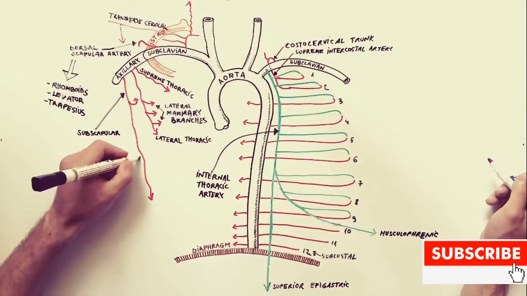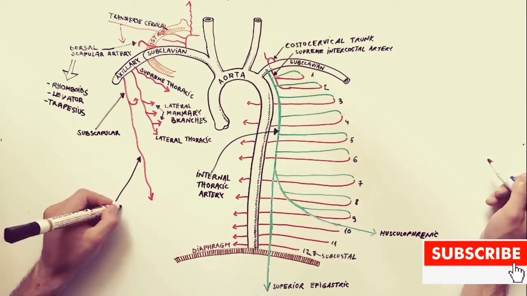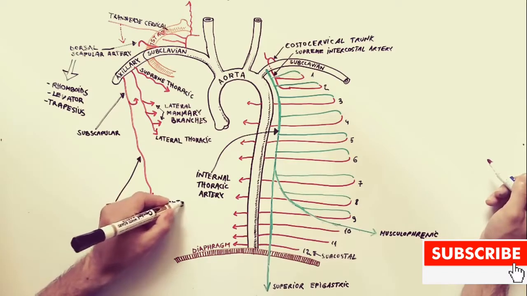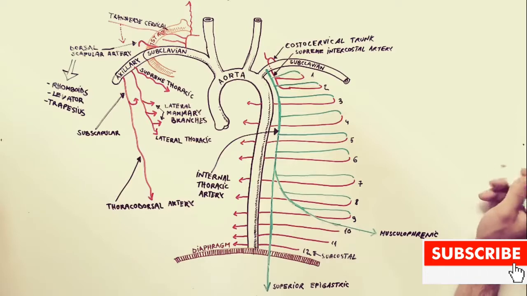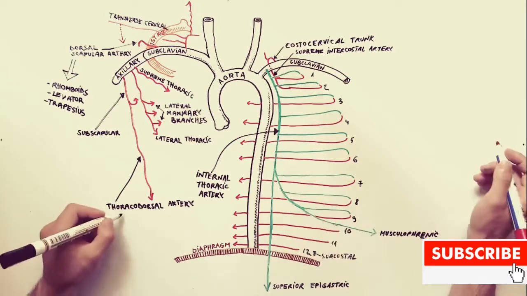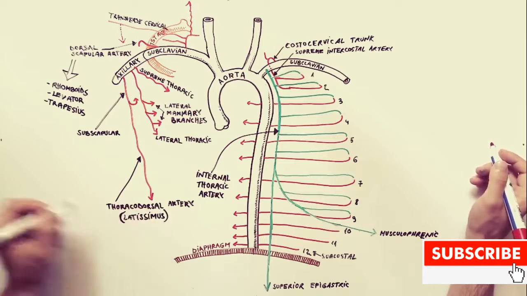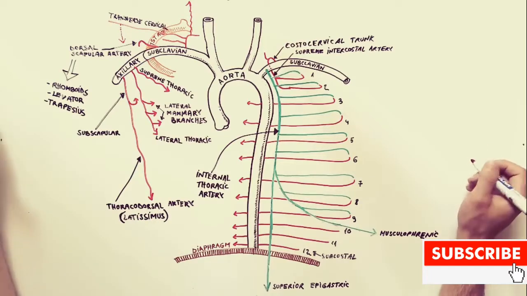Lastly to be discussed is the subscapular artery. The subscapular artery arises from the third part of the axillary artery, and after it gives off the circumflex scapular artery, it becomes continuous with the thoracodorsal artery. This artery mainly supplies the latissimus dorsi muscle.